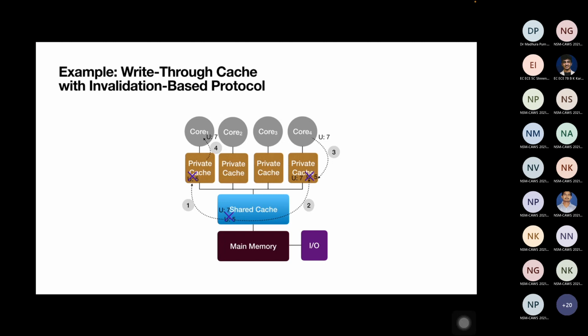This you can clearly see now with this simple write-through and invalidation based protocol. Now we overcome the problem of incoherency across multiple caches, and everyone is going to get the correct copy of data. So this is the basic idea of cache coherency protocols.